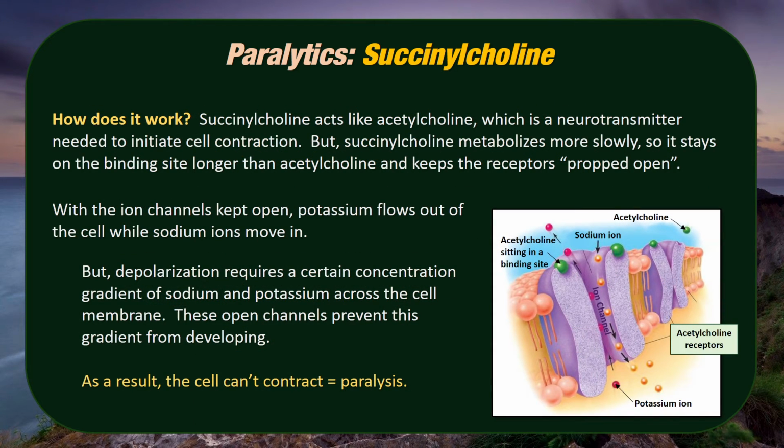Succinylcholine works like acetylcholine, which is a neurotransmitter that's needed to initiate cell contraction. So the succinylcholine goes into and binds to the acetylcholine receptor at that point and props it open, if you will. With this ion channel open, it keeps it open and potassium flows out while the sodium ion moves in. This creates a paralyzation stage. The thing about succinylcholine is it doesn't get absorbed as quickly, and the half-life lasts a lot longer than acetylcholine, so that creates the paralyzation point because those cells are not able to contract.